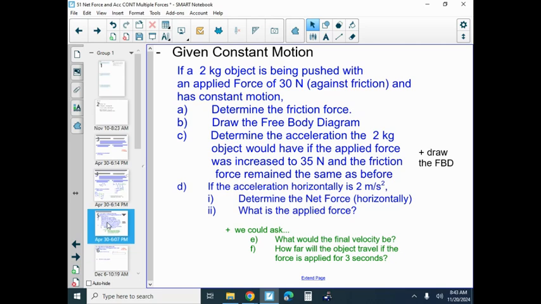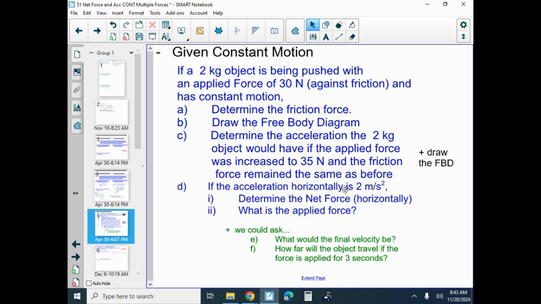And next question. In this question, there's a huge hint, obviously, with the title, but you're given constant motion, right? Just read this question: you've got a 2-kilogram object being pushed with an applied force of 30 newtons against friction, and it has constant motion. So determine the friction force, draw a free body diagram, and determine the acceleration it would have.